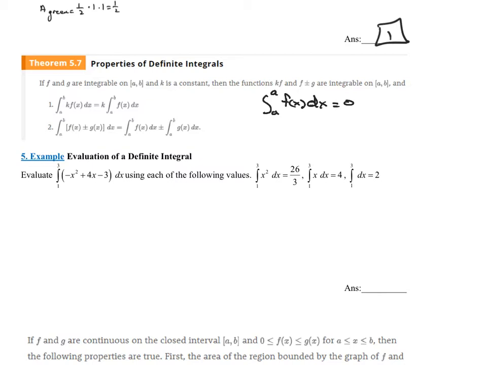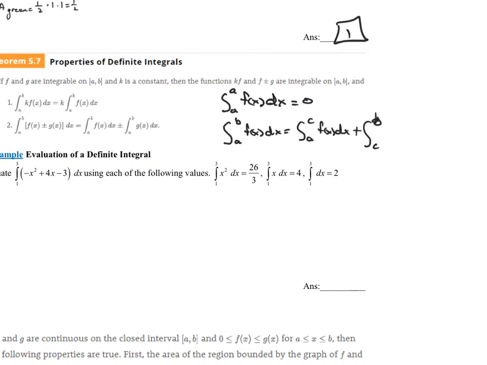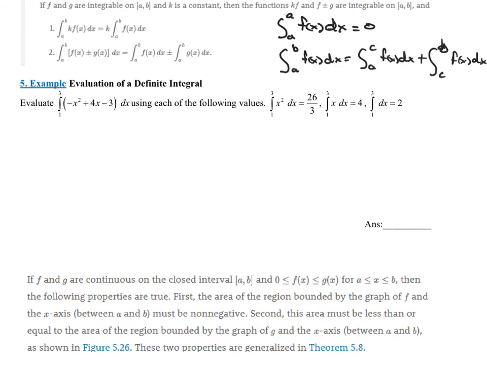The only other one that we knew was the integral from a to b of f of x dx. You can break it up at any point, so this would be the integral from a to c of f of x dx, plus the integral, pick up where you left off, c to b of f of x dx. So that seems like all the rules that we have so far to play with. So let's look at this.